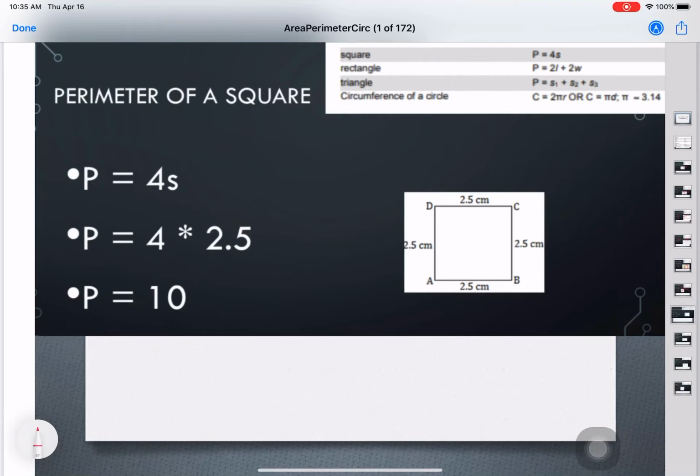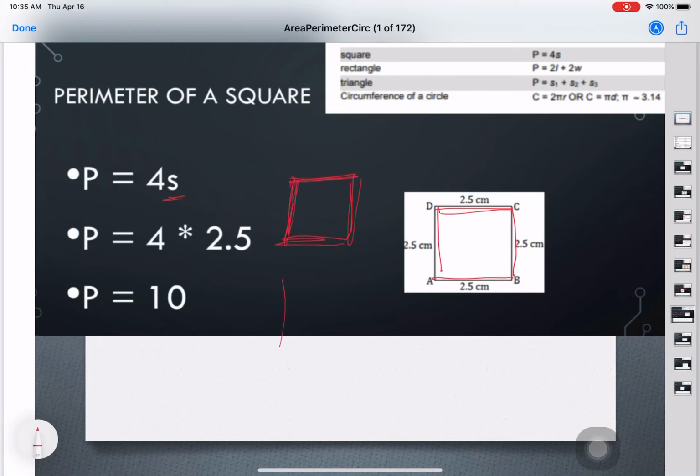So the perimeter of a square is 4 times s. Because you've got to think, if it's a square, that's one side, that's two sides, that's three sides, that's four sides. They're all the same length. If you can remember that the perimeter of a square is just the distance around the outside of a square, then you just know it's this side plus this side plus this side plus this side.